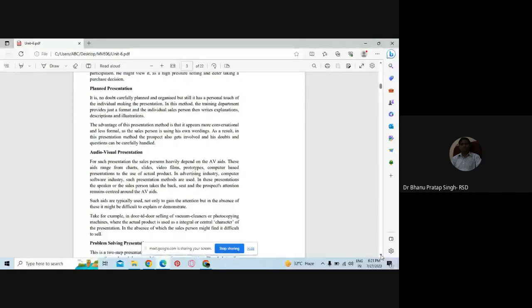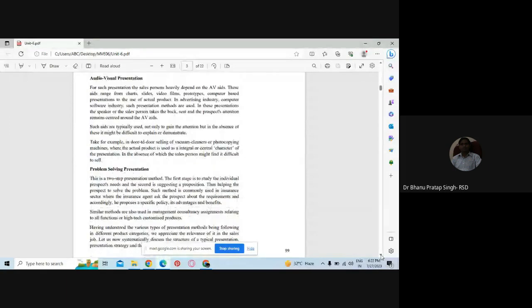Take, for example, door to door selling of vacuum cleaners and photocopying machines, where the actual product is used as an integral or central character of the presentation. Here the salesperson demonstrates how these products will be used and how they will work. Even if you purchase a printer, the salesman immediately demonstrates it and takes a printout to show you. So this is the audio visual presentation method.